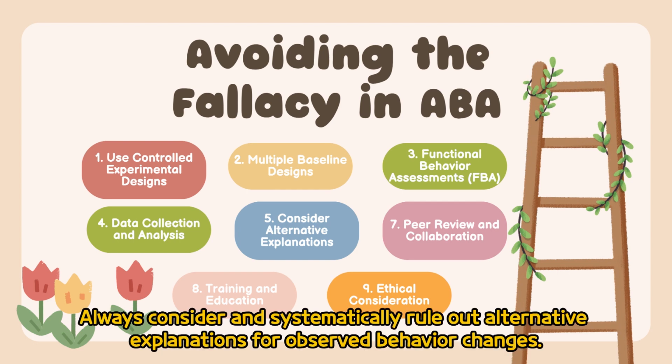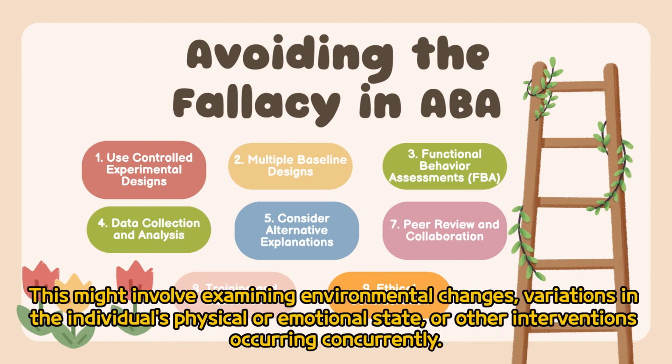5. Consider alternative explanations. Always consider and systematically rule out alternative explanations for observed behavior changes. This might involve examining environmental changes, variations in the individual's physical or emotional state, or other interventions occurring concurrently.